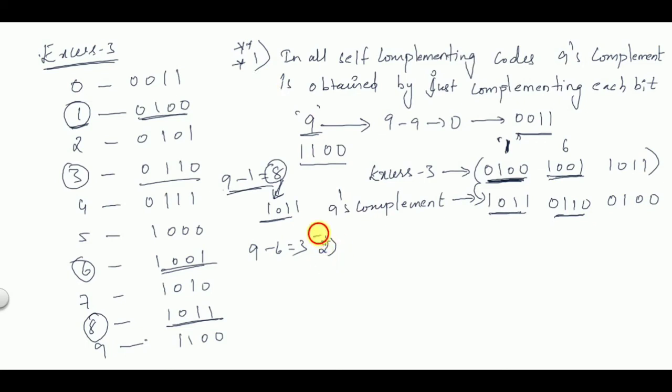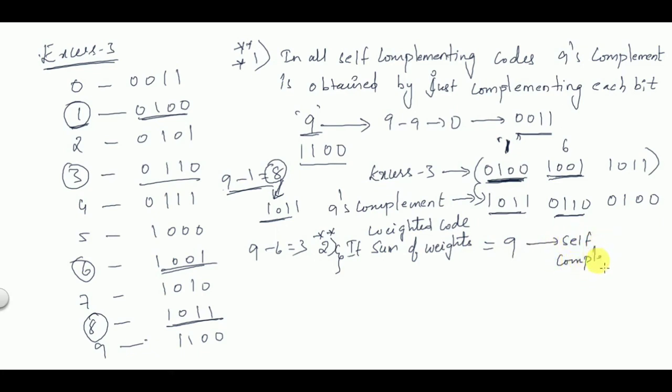The second most important point regarding self-complementing codes is this: if a weighted code is given and the sum of the weights is equal to 9, then it is a self-complementing code.